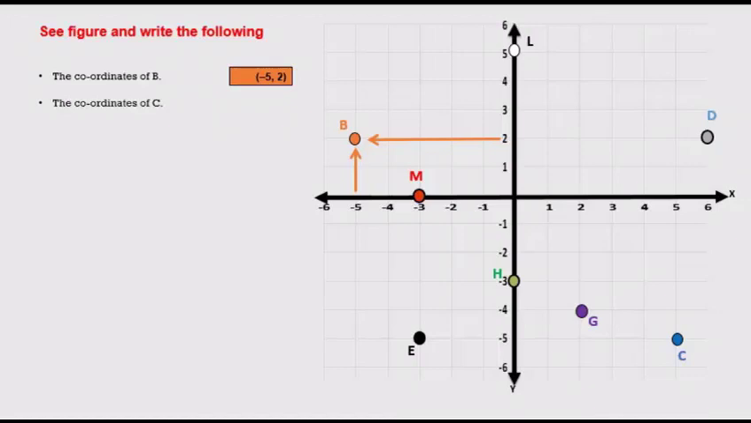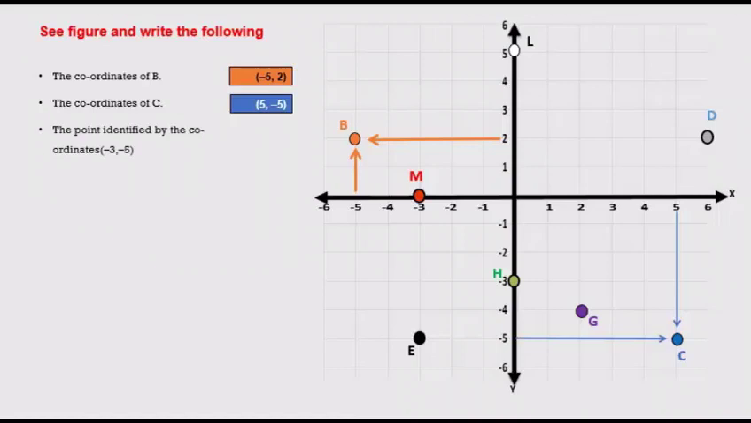Next question is to find the coordinates of C. Check the figure. Find the distance of C from y-axis. C is +5 units away from y-axis, which is your abscissa. Now check the distance of C from x-axis. C is -5 units away from x-axis, which is your ordinate. Hence, the coordinates can be written as (+5, -5).